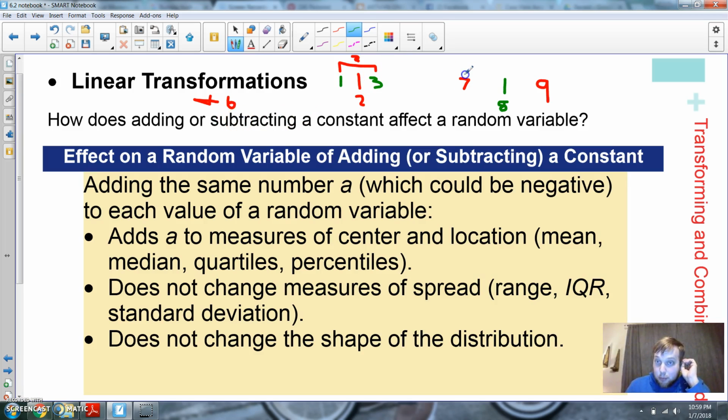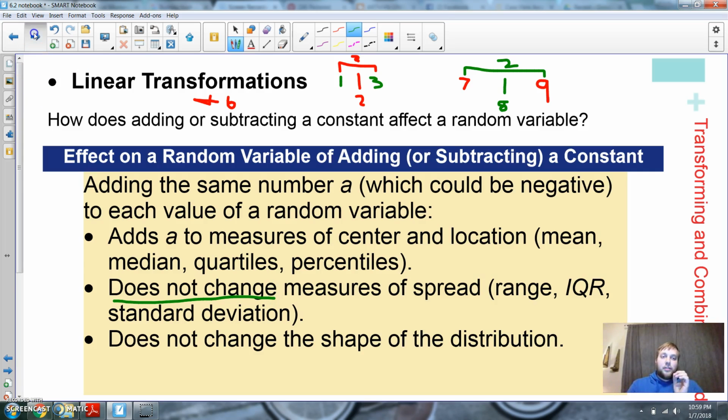However, here's the dirty booger. Your range still stayed at 2. So when we add or subtract, the mean will go up or down, depending on whether we're adding or subtracting. But the standard deviation, the range, the IQR, all that stuff, does not change.